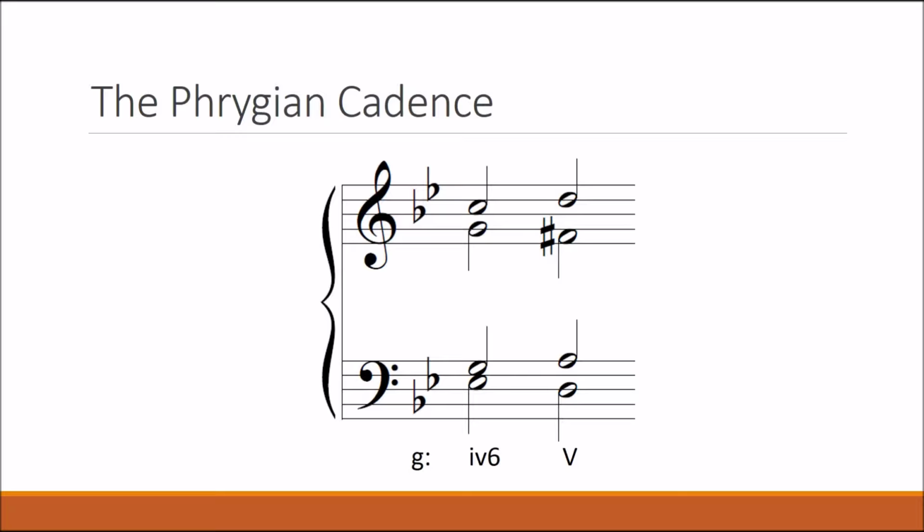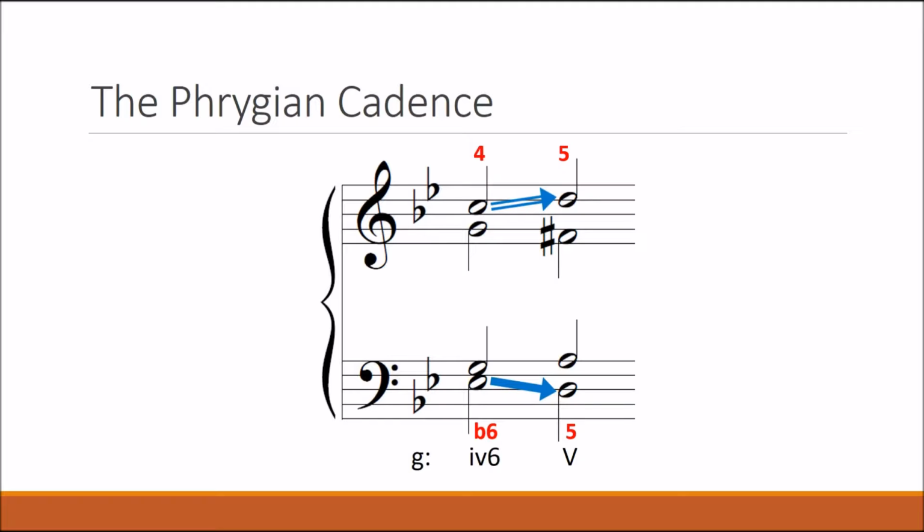The Phrygian cadence gets its characteristic sound from the downward half-step motion in the bass, in this case caused by a 4-6 to 5. Notice that both the bass and the soprano move by step in opposite direction to the 5th scale degree, or sol.